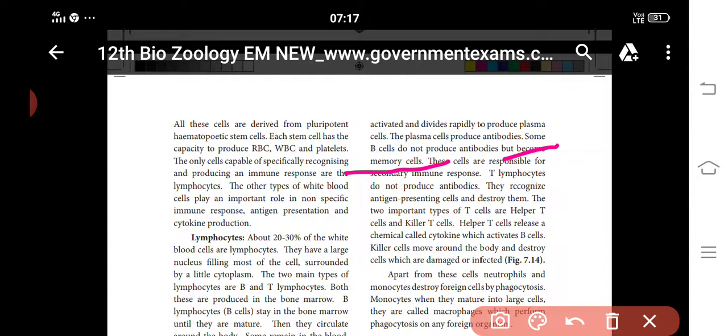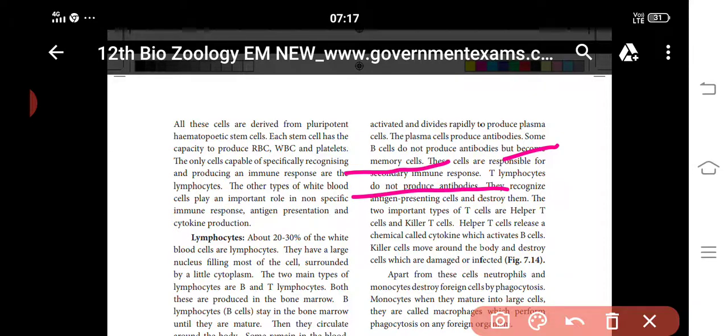T lymphocytes do not produce antibodies. Because of this, there is no memory power in them. Memory power means, as I already told, the ability to produce antibodies.